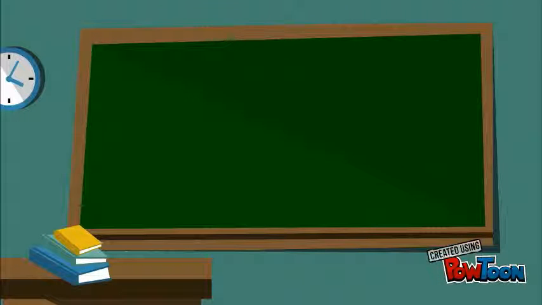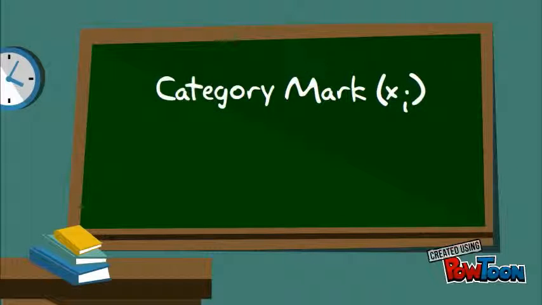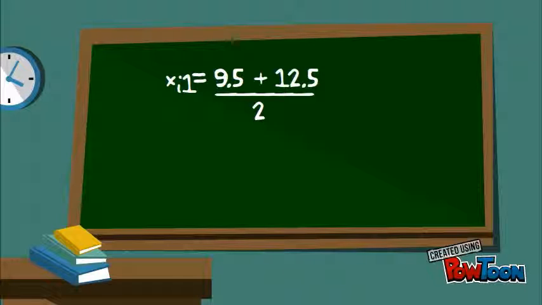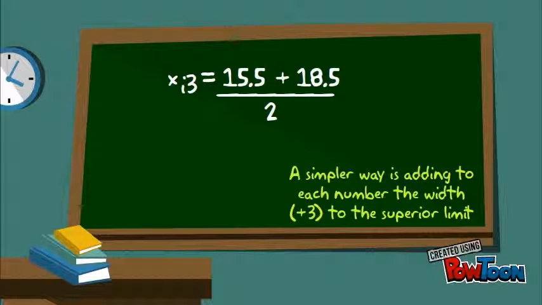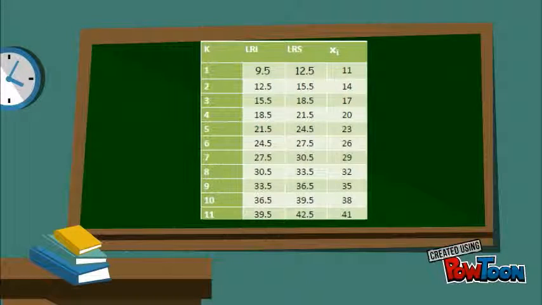Finishing the sections, we'll continue to the data for the category mark, whose equation is inferior limit plus superior limit divided by 2. On our first category it will be 9.5 plus 12.5 divided by 2 equals 11. For the second one, 12.5 plus 15.5 divided by 2 equals 14. And in our third category, 15.5 plus 18.5 divided by 2 equals 17. And we'll keep going until we get it like this.